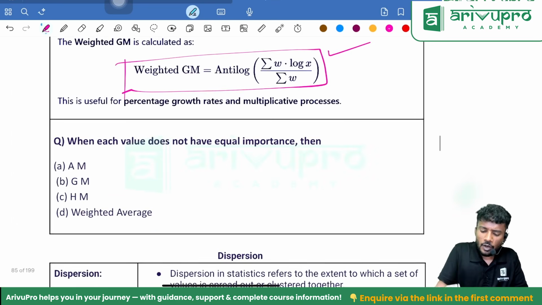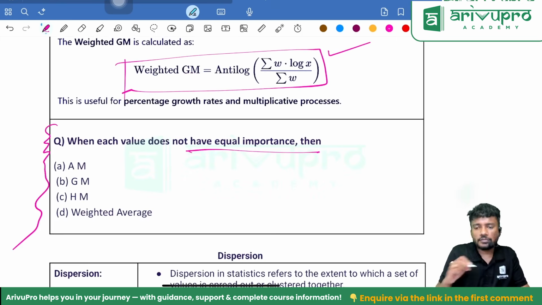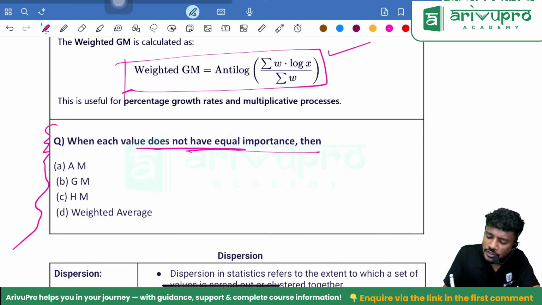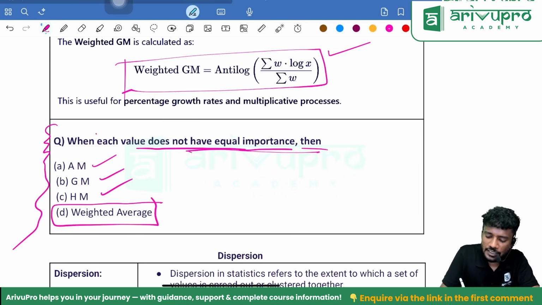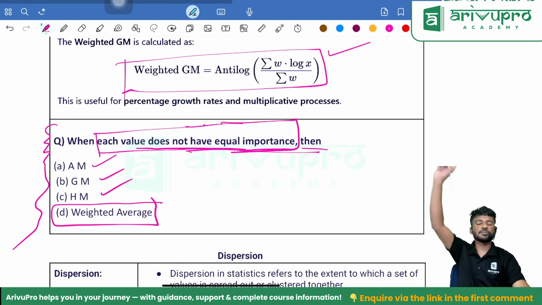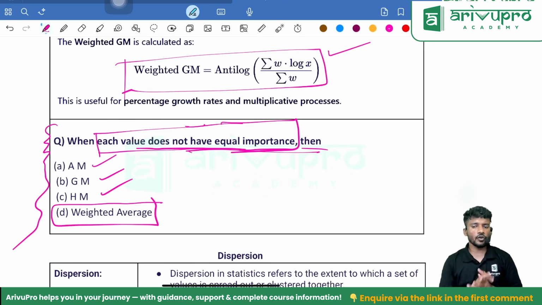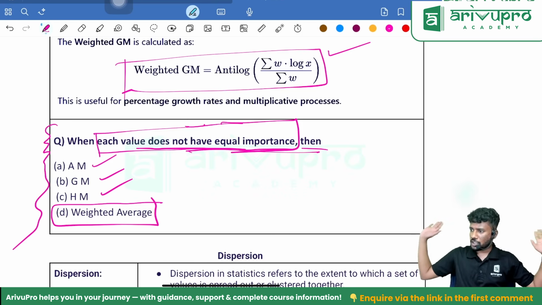Now, this is the previous year question based on weighted average. The question is very simple. When each value does not have equal importance, then it is AM, GM, HM or weighted average. In weighted average, each value does not have equal importance. Keep a note. Done. With that, we are going for dispersion.